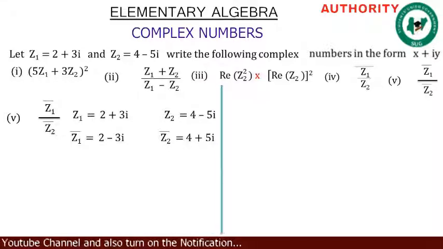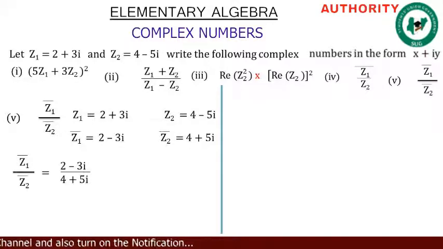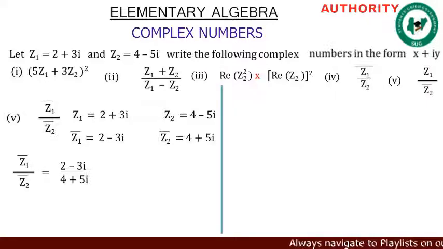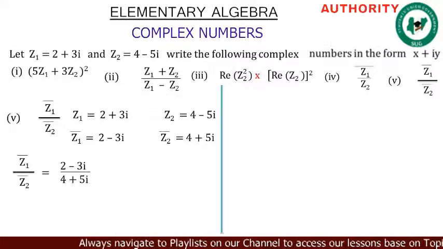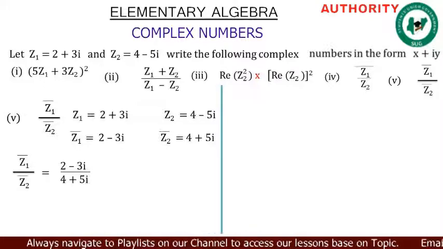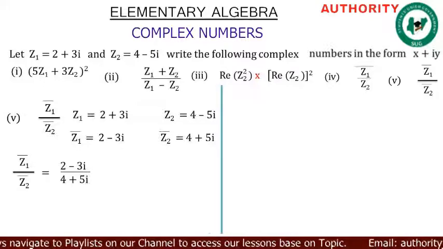Okay, so let's arrange it. The conjugate of z1 all over the conjugate of z2 means it's going to look like this: 2 minus 3i all over 4 plus 5i. This 2 minus 3i is the conjugate of z1, and 4 plus 5i is the conjugate of z2. Now to perform this operation, we're going to multiply the numerator and the denominator by the conjugate of the denominator. We have 4 plus 5i as the denominator, so the conjugate of it is going to give us 4 minus 5i.